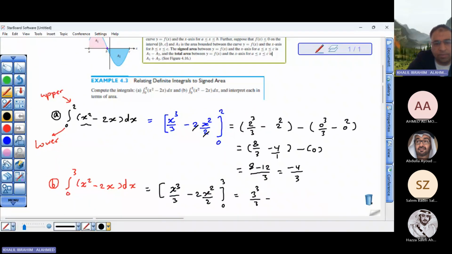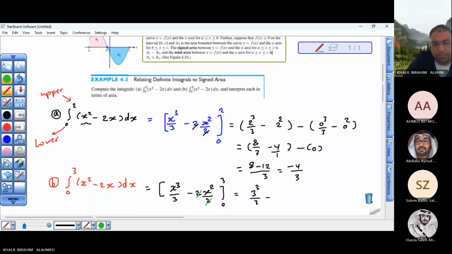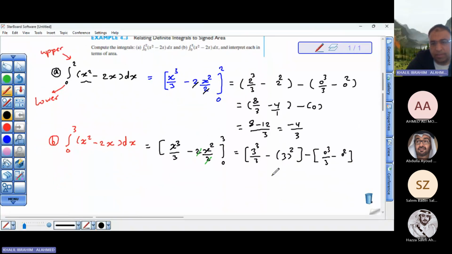In the same way, as you see here, this is x squared, 3 squared. This is the first substitution in the upper, minus 0, because 0 to power 3 over 3 minus 0 squared is 0. Okay, that's it.